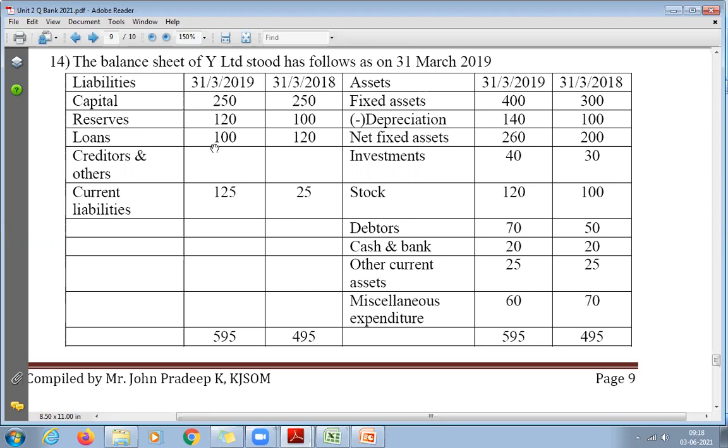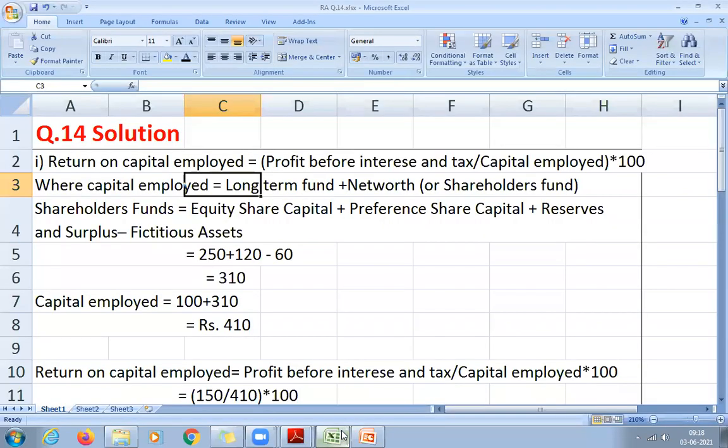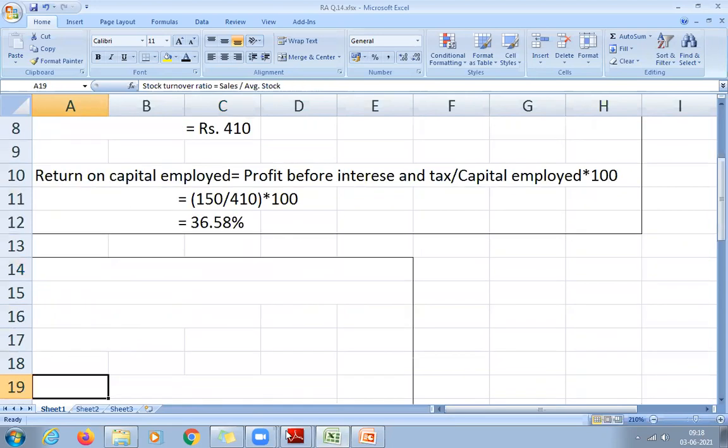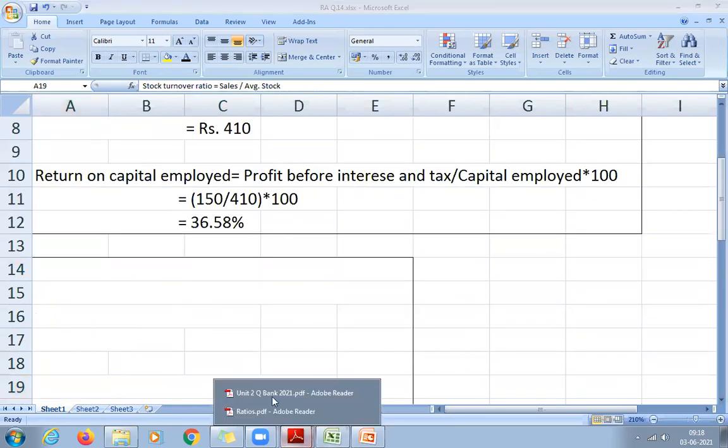If he has given any debentures or bonds, you can take those also. Any long-term borrowings, you can take. So the 100 I got from there, and the total is 410. Okay, if no other doubt, we can go to the next ratio.